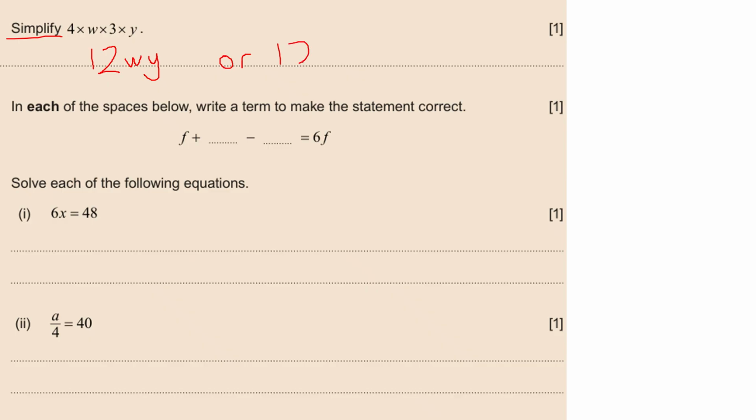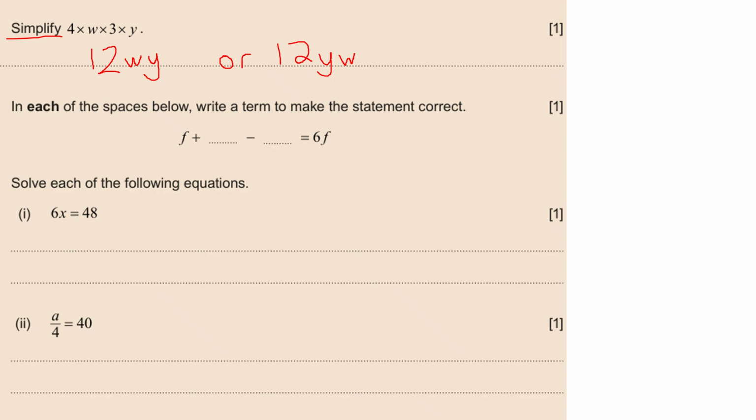So in algebra, guys, in mathematics, we don't bother writing the times sign when you have a letter and a number. 12wy just means 12 times w times y, or 12 times y times w.